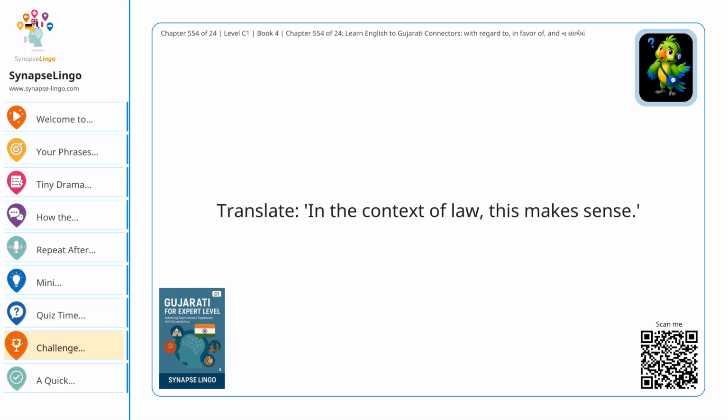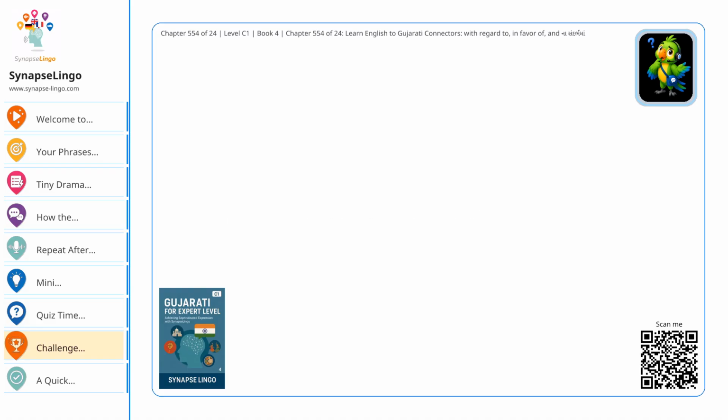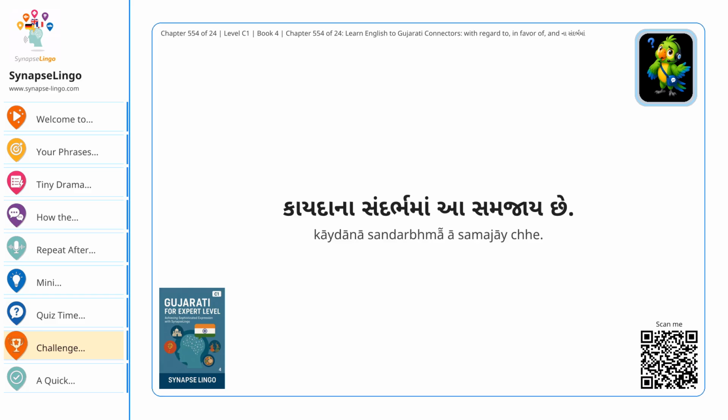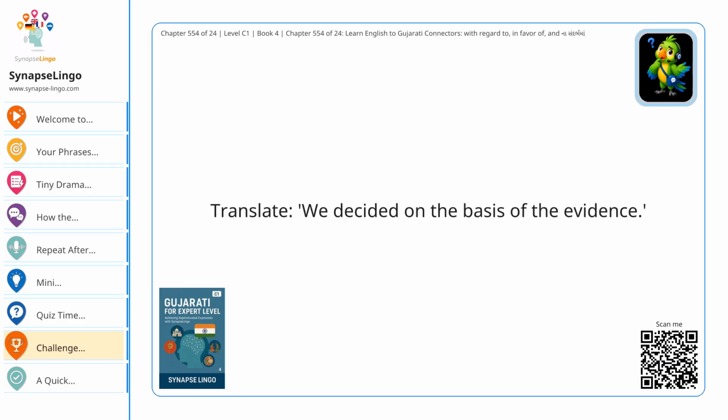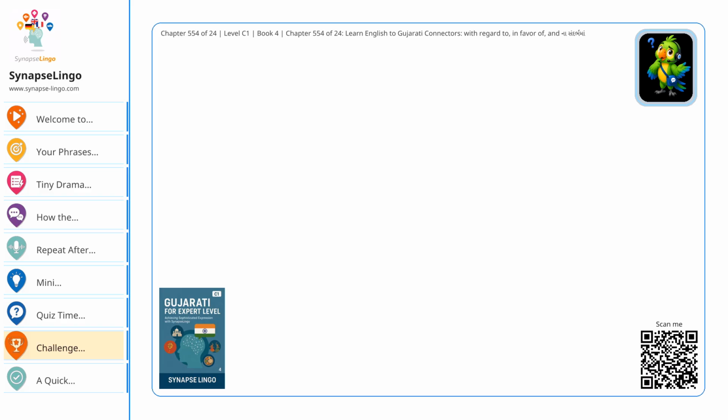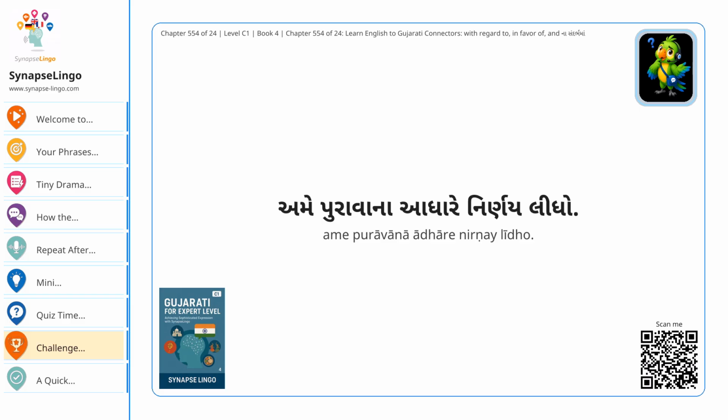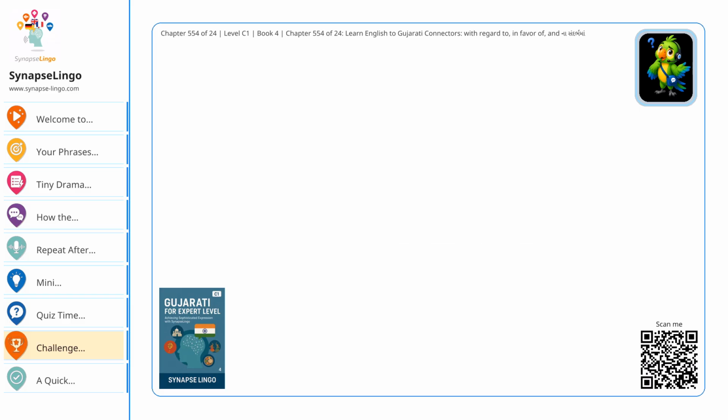Translate. In the context of law, this makes sense. કાયદાના સંદર્ભમાં આ સમજાય છે. Translate. We decided on the basis of the evidence. અમે પુરાવાના આધારે નિર્ણય લીધો. Translate. They won at the expense of others. તેઓ બીજાના ખર્ચે જીત્યા.